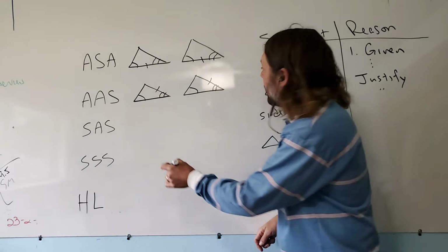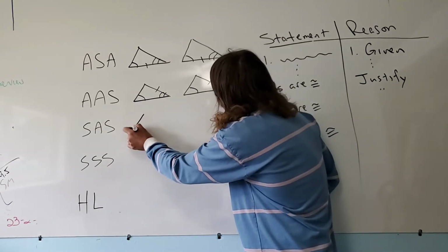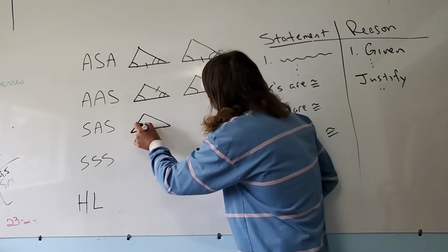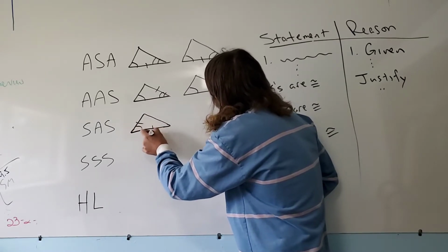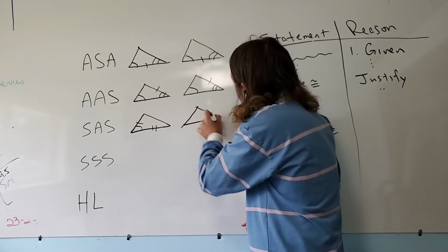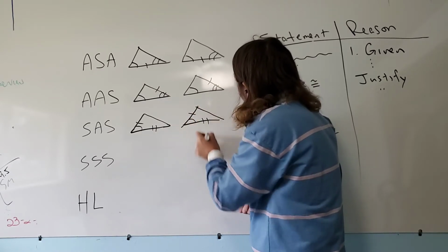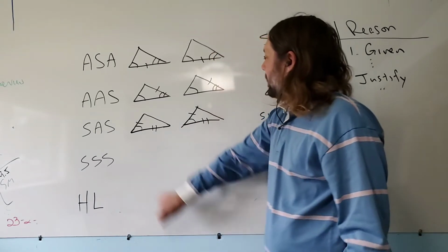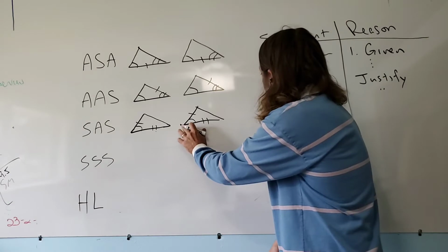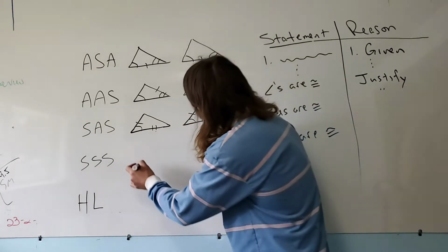Side, angle, side. I'm looking for this congruence pattern. I'm not very good at drawing triangles this morning. Notice that the sides make the angle. Side, side, side.